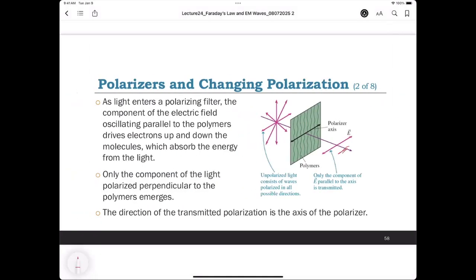Only the component of the light polarized perpendicular to the polymers emerges. The direction of the transmitted polarization is the axis of the polarizer. That makes sense to you.